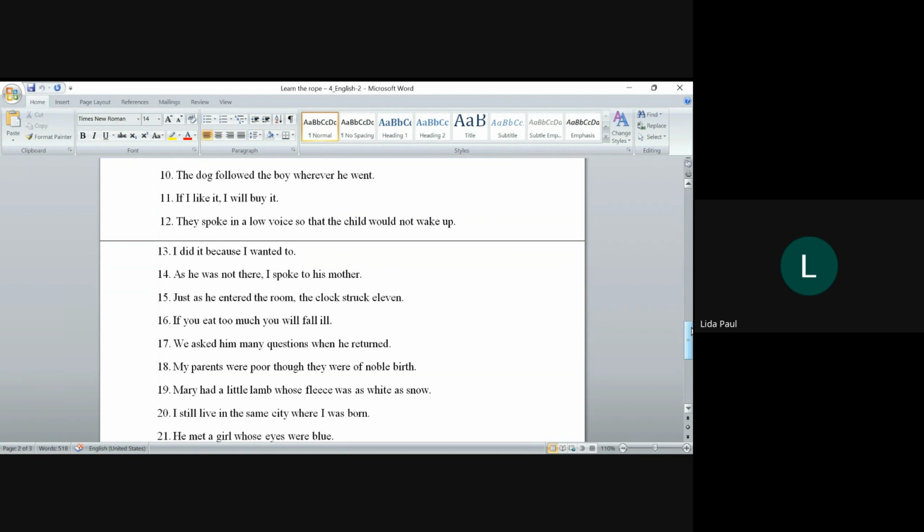Okay. This could be the last one. There's actually more in this, but all of these are collected from internet sources. You can go anywhere and practice this. Same thing. I still live in the same city where I was born. Where I was born. And what is this? Where I was born? Adverbial.